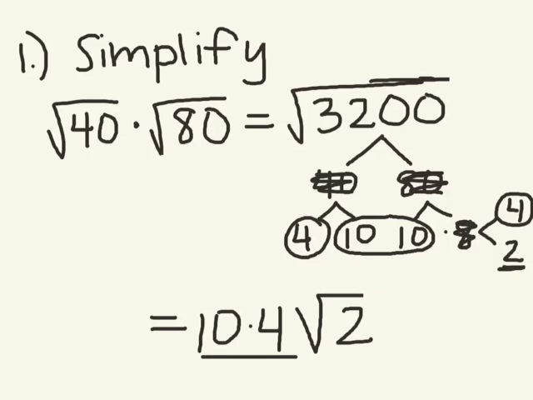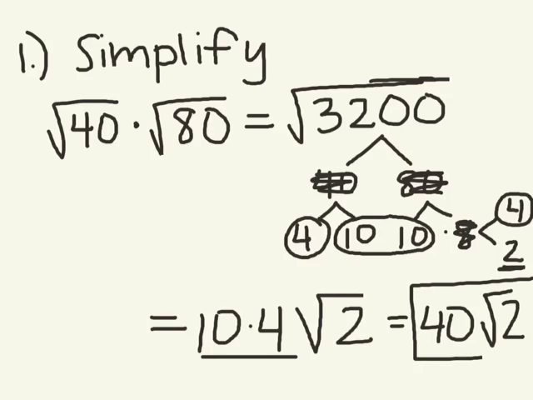And the last thing we want to do here is 10 times 4 is 40. And we still have the radical 2. So that's an example that is very, very similar to number 1 on your quiz. So if you need to correct that one, use this problem as a model to correct number 1.